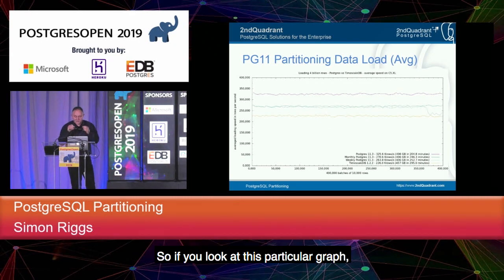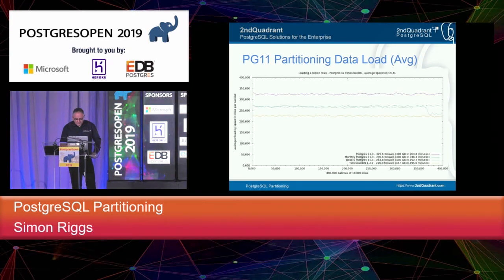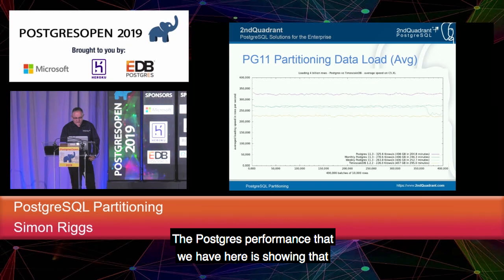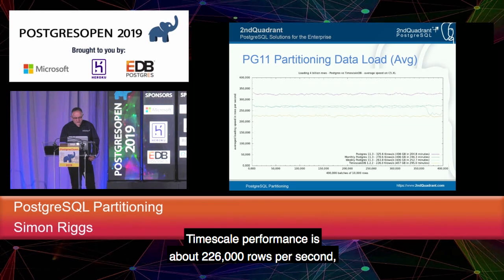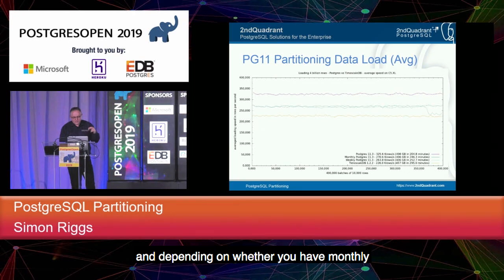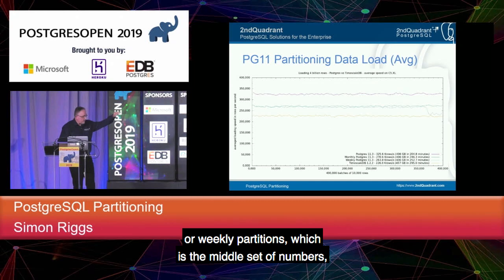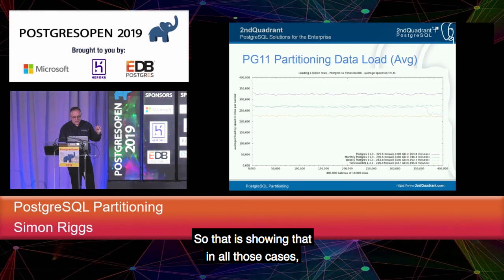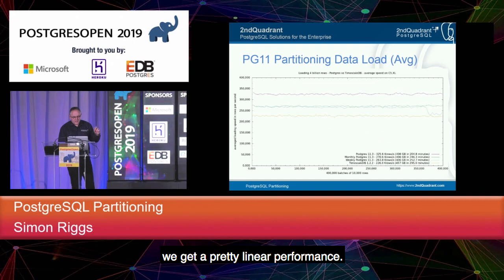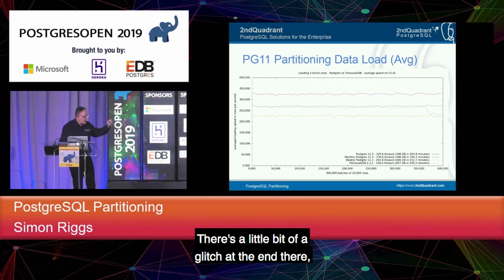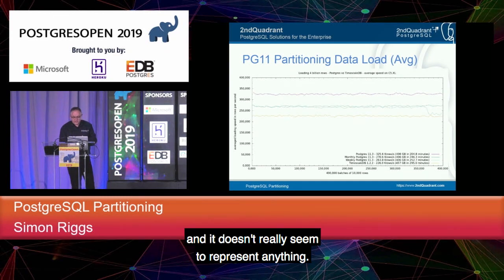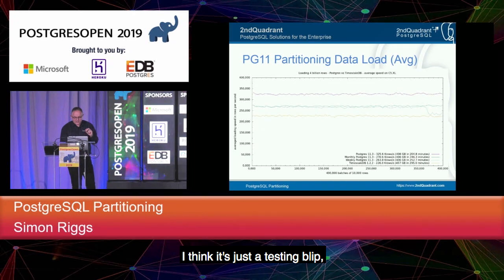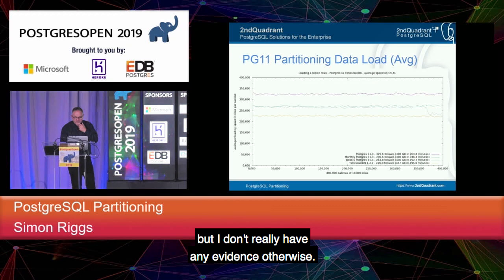So if you look at this particular graph, you'll see that the Timescale performance is about 226,000 rows per second, and depending on whether you have monthly or weekly partitions, which is the middle set of numbers, or whether you're just having an unpartitioned table, then you get different speeds out of the system. So that is showing that in all those cases we get pretty linear performance. There's a little bit of a glitch at the end there, but I'm not sure what that is, and it doesn't really seem to represent anything. I think it's just a testing blip, but I don't really have any evidence otherwise.